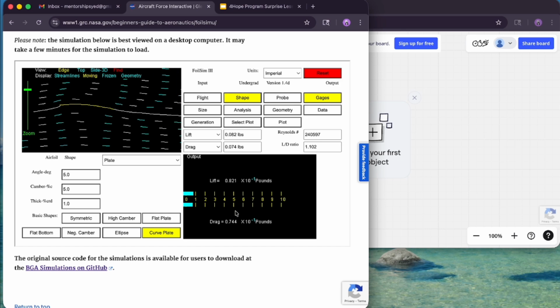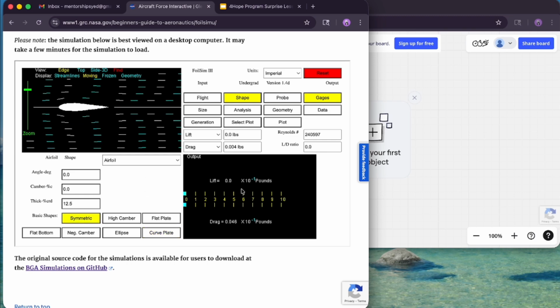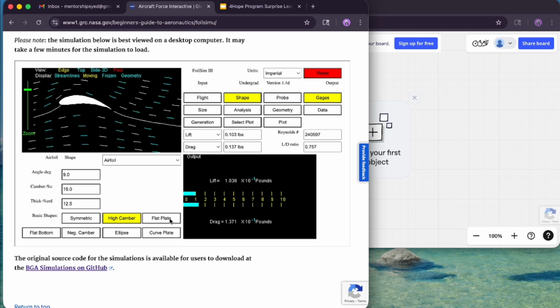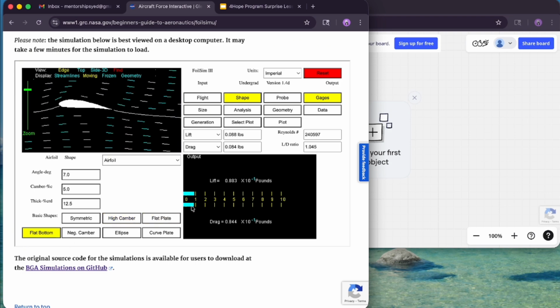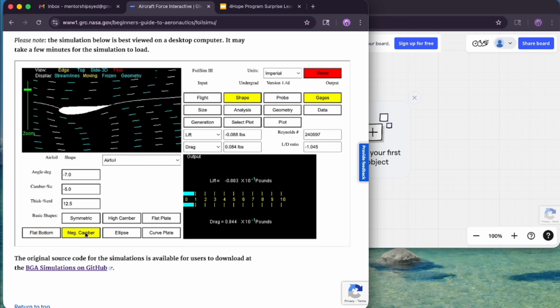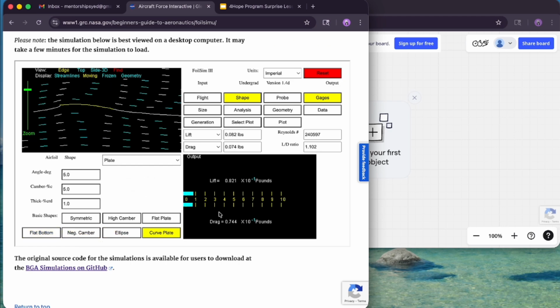We also have gauges. The gauge inputs are over here. We go over lift and drag. So we can see that if you go symmetric, it starts from 10 to the negative first. If you go to high camber, it increases a bit. Then it goes down if you go to flat plate. You can see the metric bar, which is just showing how much the lift and drag are in pounds. This is scaled to approximately 10 pounds. So this is the flat bottom. Then we have negative camber. And then we have the ellipse, then the curve plate.